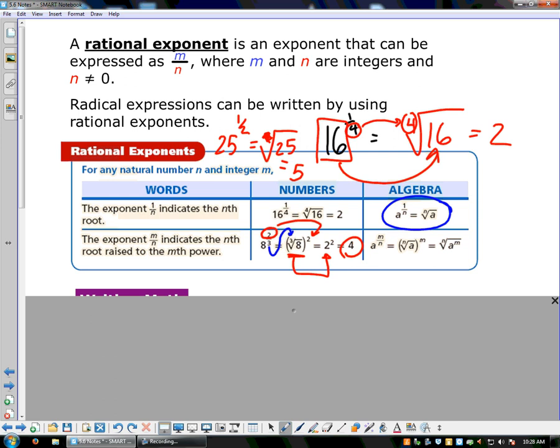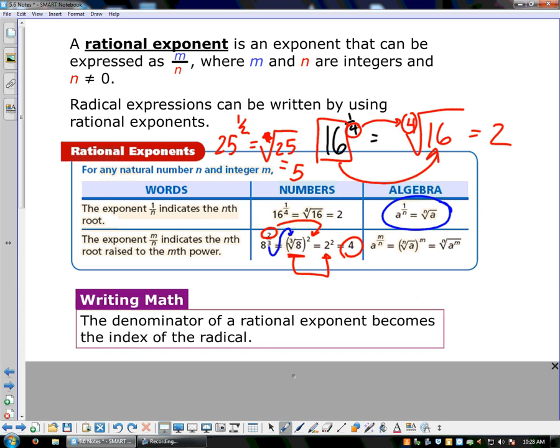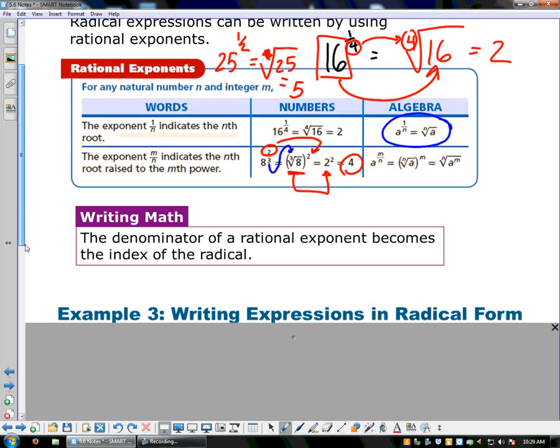In general then, a to the m over n is the nth root of a raised to the m, or you could put that m power underneath the radical if you'd like. So the denominator of a rational exponent becomes the index of the radical.